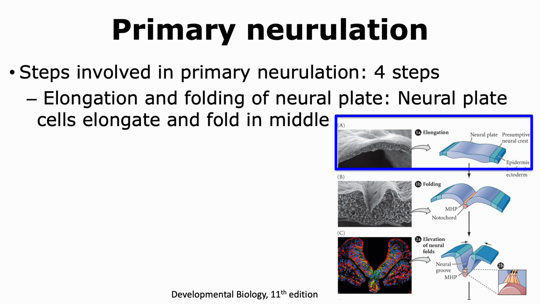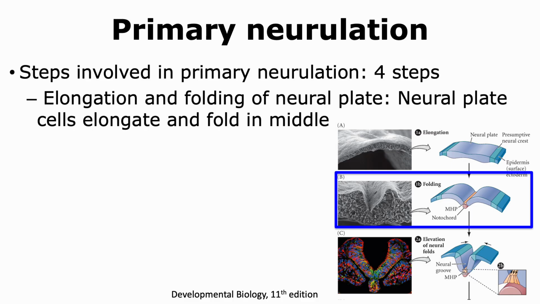So when we look at the picture that's there in the blue box, here we can see that the neural plate is undergoing elongation and it starts folding. So we can see certain parts of it come up, and in this case we also have the presumptive epidermis also play a part in primary neurulation.